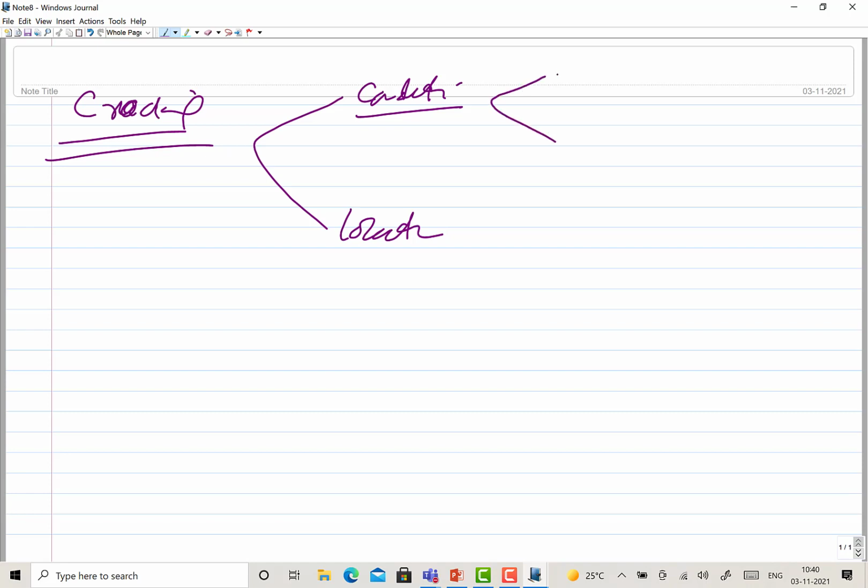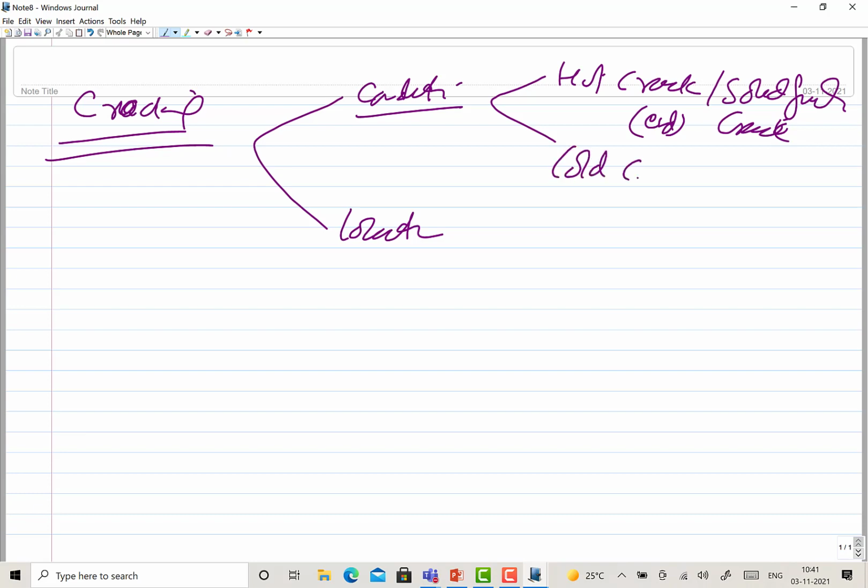Under the conditions, there is a hot crack, which is also known as solidification crack. This happens just at the end of the welding. Near the end of the welding, as soon as you complete the weld, you will see that cracks are there. And another is cold crack. This cold crack happens within 30 minutes, or after 2 days, or after 15 days, like this. So this happens under very normal ambient temperature conditions or even low temperature conditions. That's why these are called cold cracks.